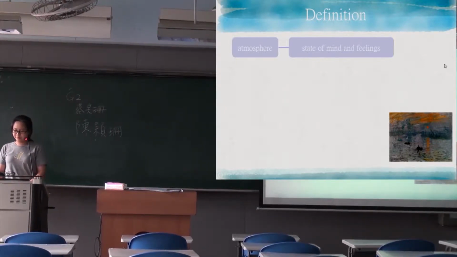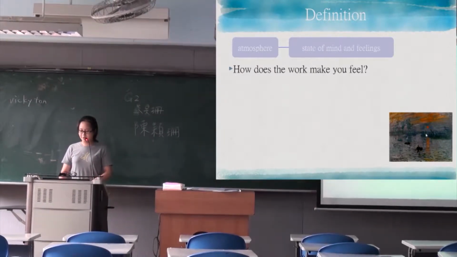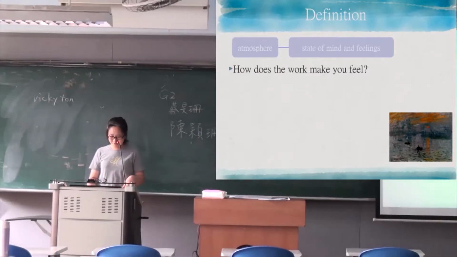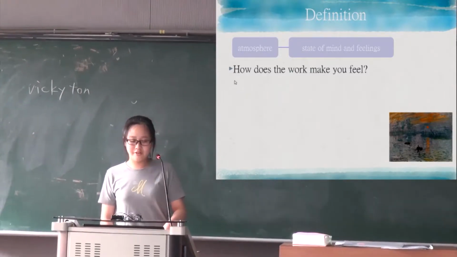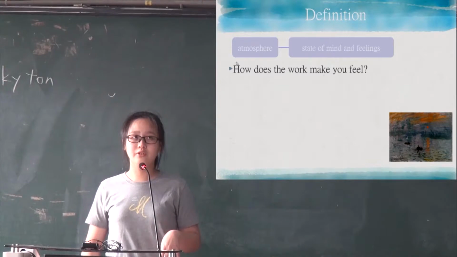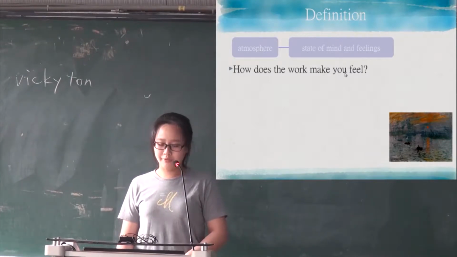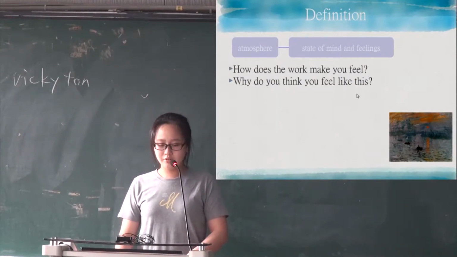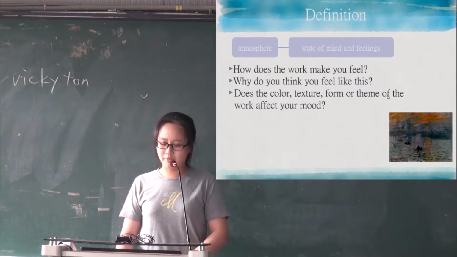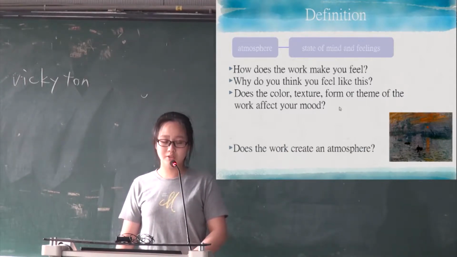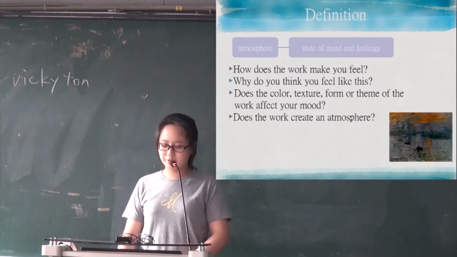For example, this is Monet's masterpiece, Impression, Sunrise. When you see this painting, you can ask yourself four questions. First, how does the work make you feel? And why do you think you feel like this? Does the color, texture, form, or theme of the work affect your mood? And the last one is, does the work create an atmosphere?